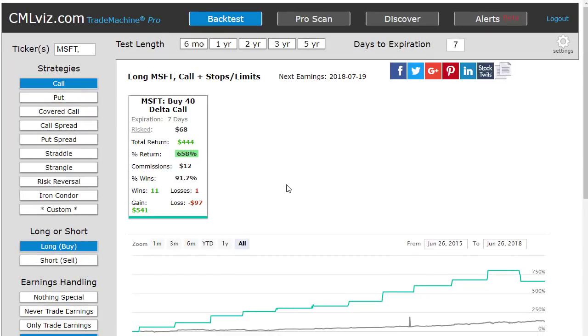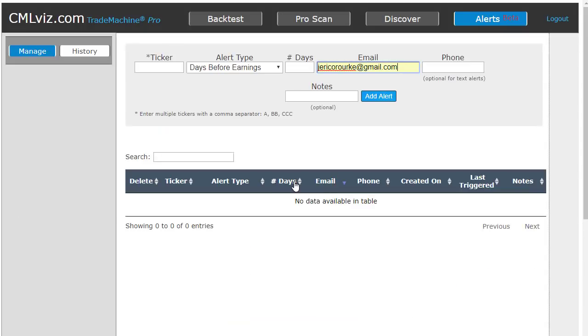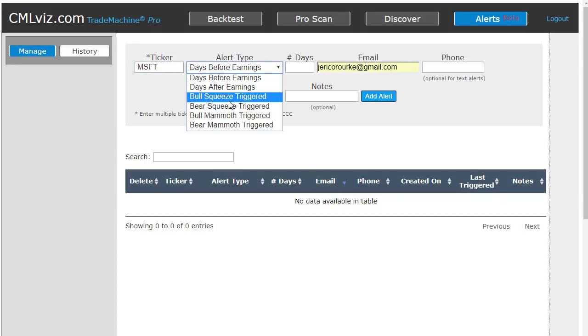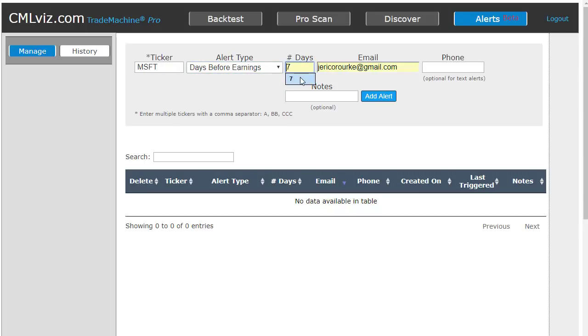Now let's say you want to look at this trade. Maybe you don't want to trade it, maybe you want to track it. The next thing you do with the software is go over to the alerts tab. And what we can do now is set our own alert for that trade. So we're going to put in Microsoft. Days before earnings, you can see there's other things here, right? We're going to do 7 days before earnings.